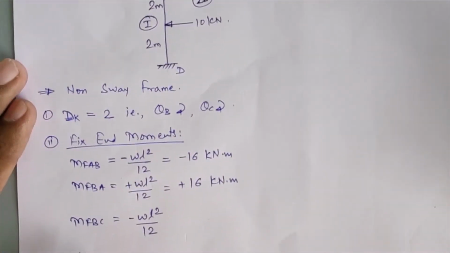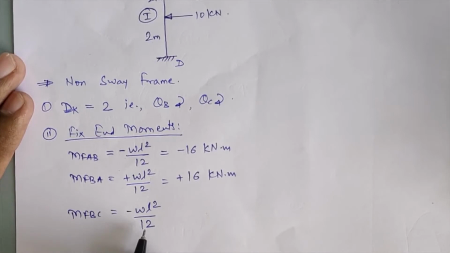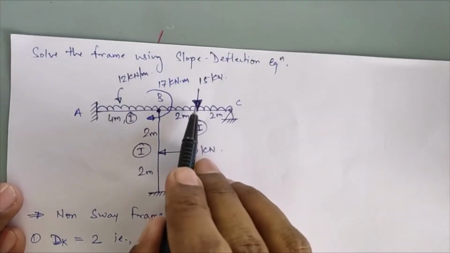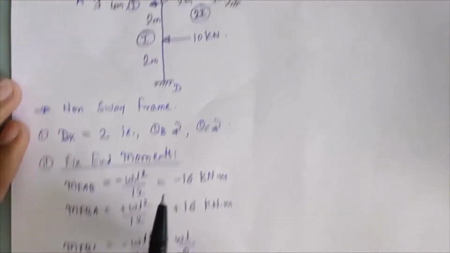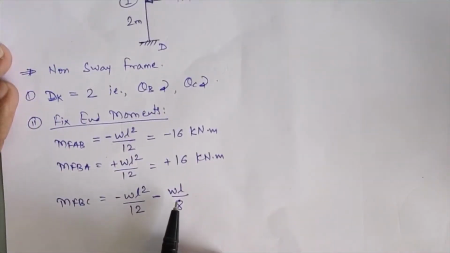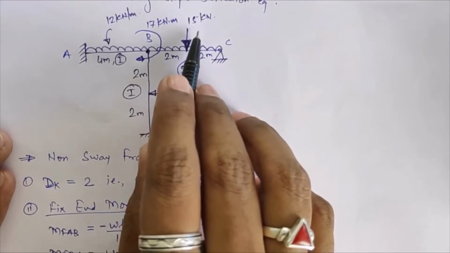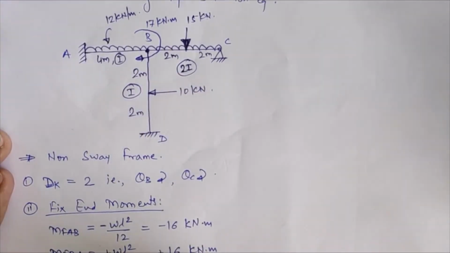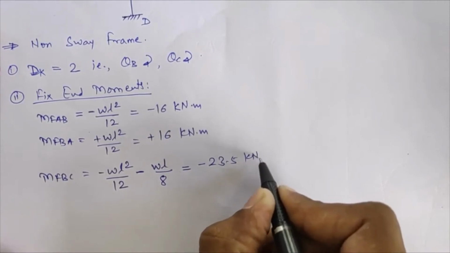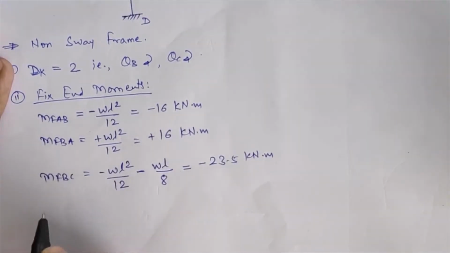So MF BC will be minus WL square by 12 for the UDL, minus WL divided by 8 for the point load. Here W will be the UDL intensity, that is 12, and here W will be the point load intensity, that is equal to 15. If you calculate this value, you will get minus 23.5 kilonewton meter. And the next one we'll see is MF CB.